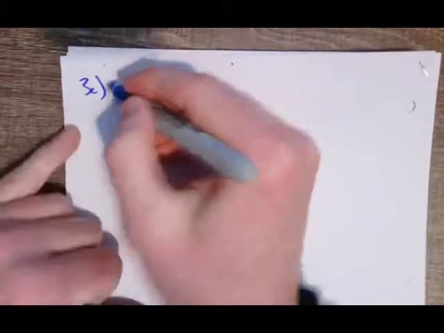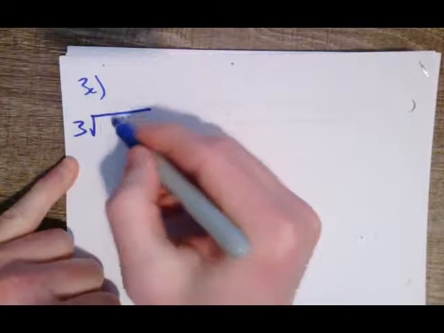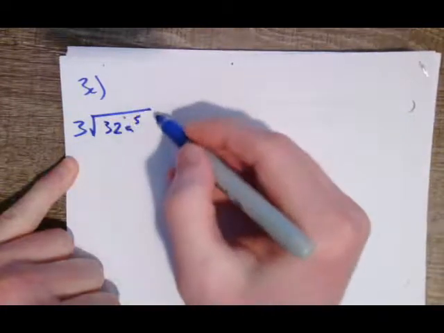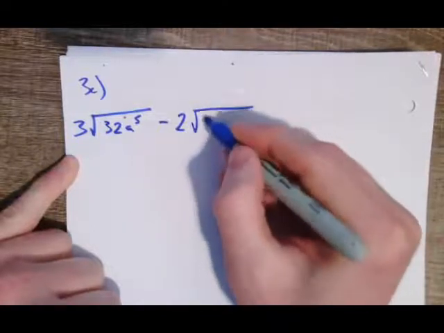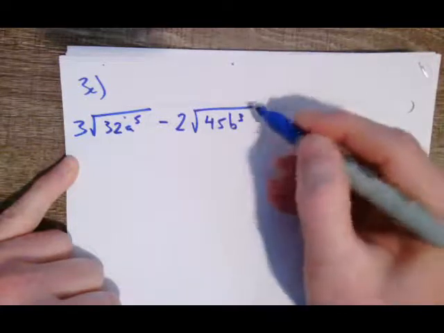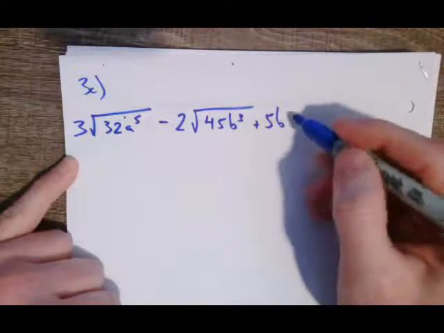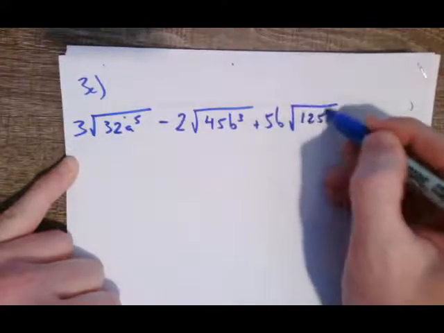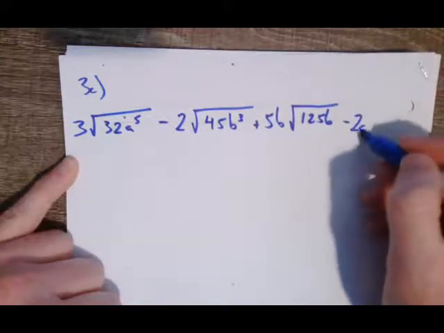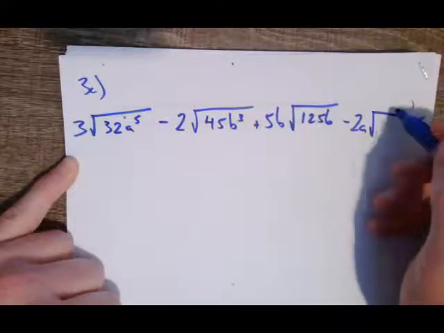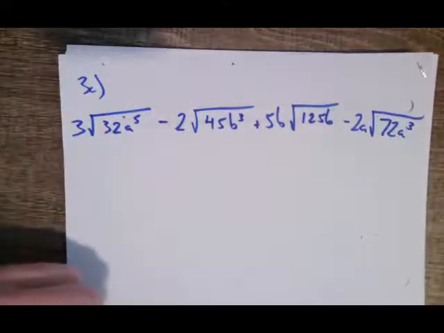Three C says right here, because I feel like I'm running around: 3 square root 32a to the 5 minus 2 root 45b cubed plus 5b times the root of 125b minus 2a, I'm dodging this hole, that's why I'm angling down, root 72a cubed. And it's telling us a and b are positive.